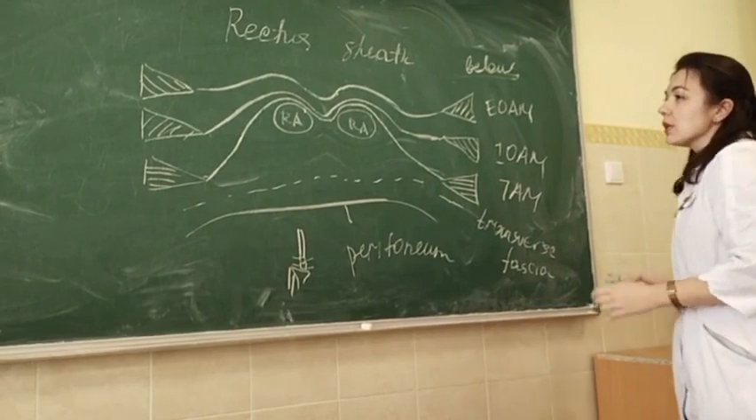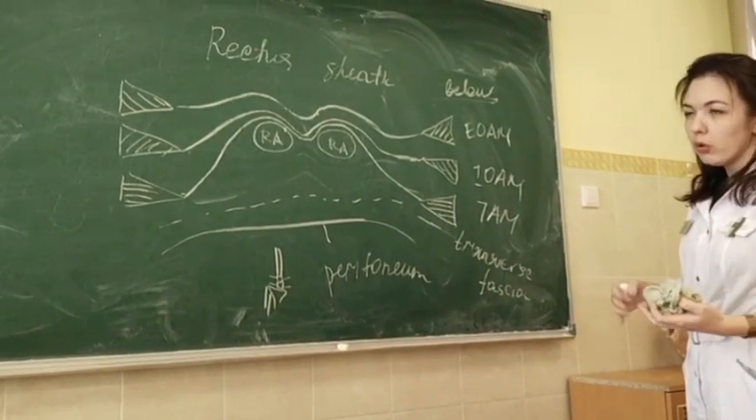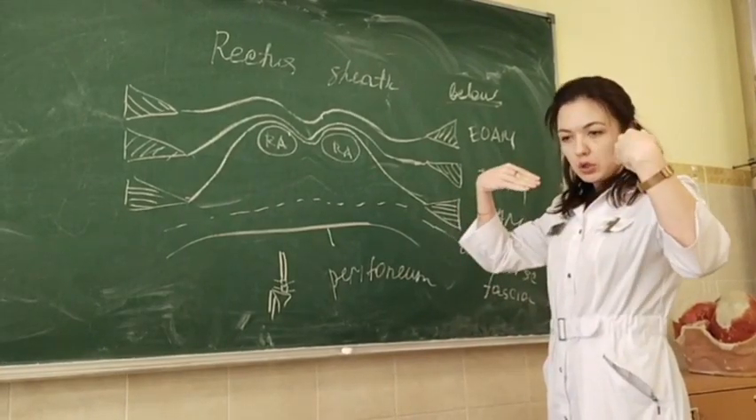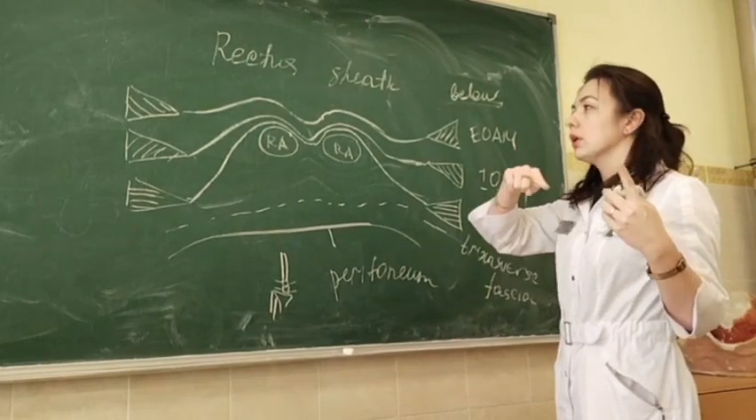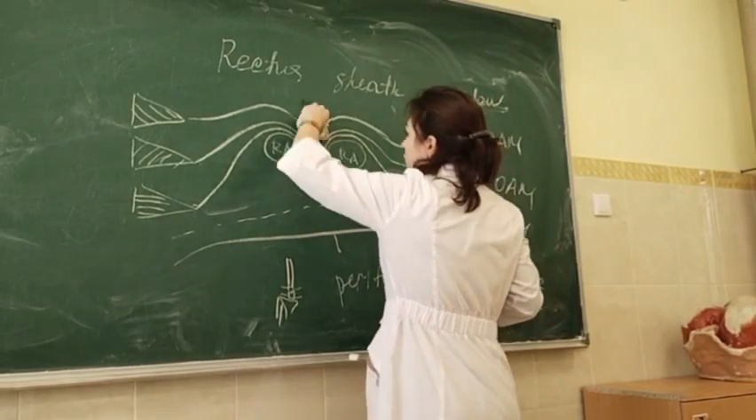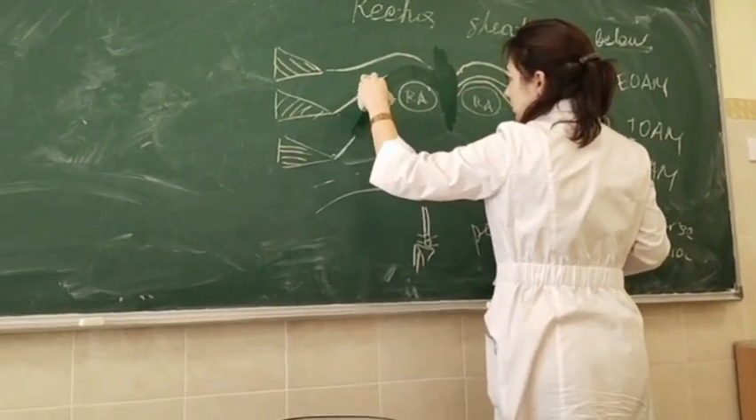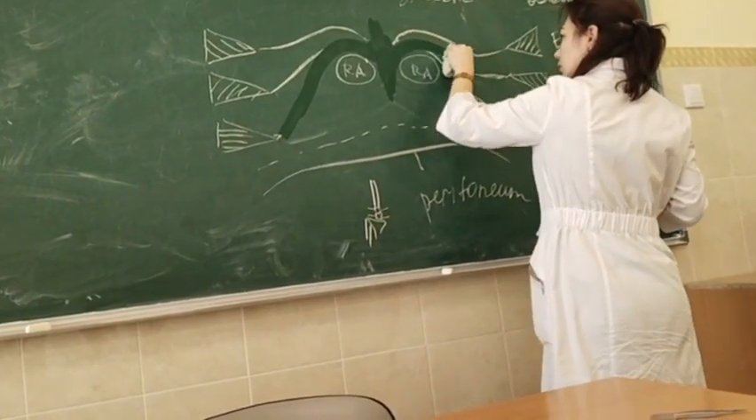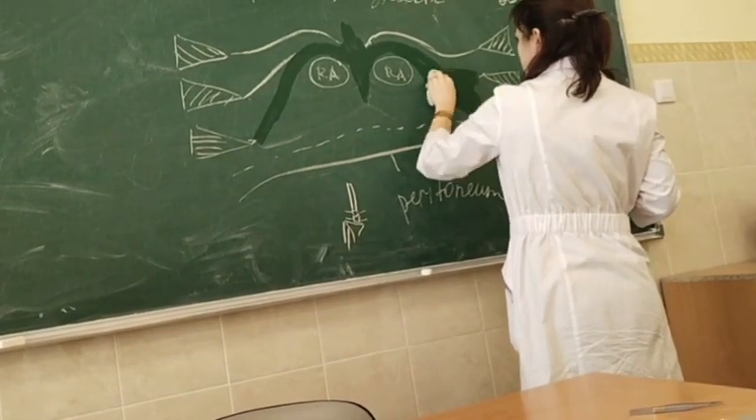The structure of the rectus sheath is different above and below the umbilicus, or above and below the arcuate line. This transition from one structure of the rectus sheath to another is named the arcuate line because it's arcuate in shape. First, let it be above.